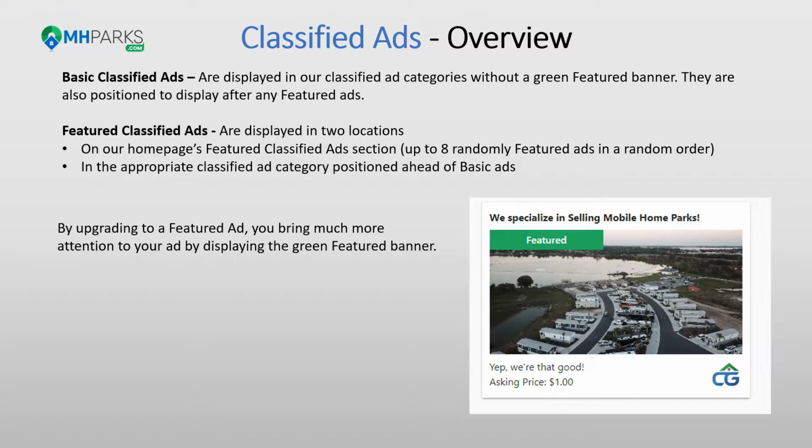Featured classified ads actually display in two locations. They're going to display in our homepage featured classified ad section, and in that section, we allow eight at a time to randomly generate in a random order and display on our home page. Additionally, they're also going to display in the classified ads category that they're designated for, but they'll be positioned before the basic ads.